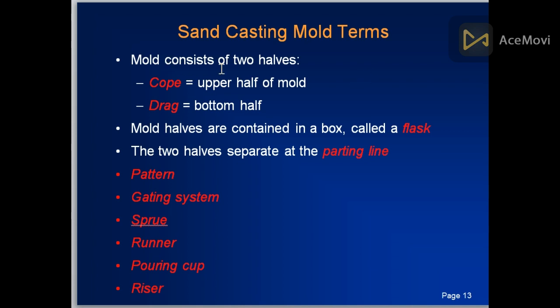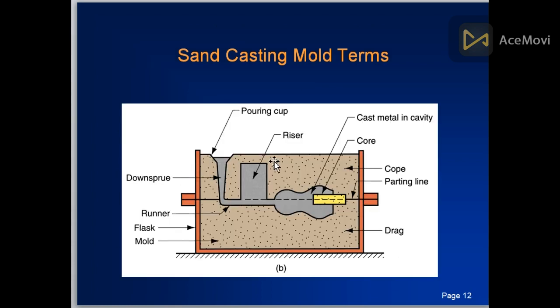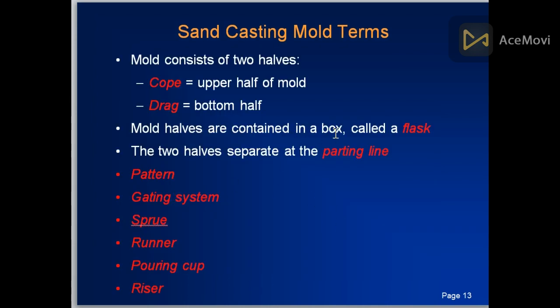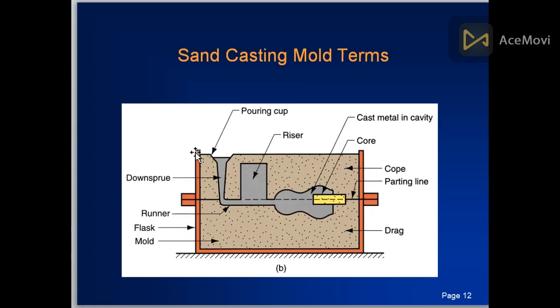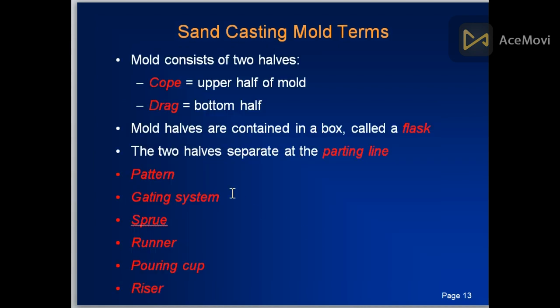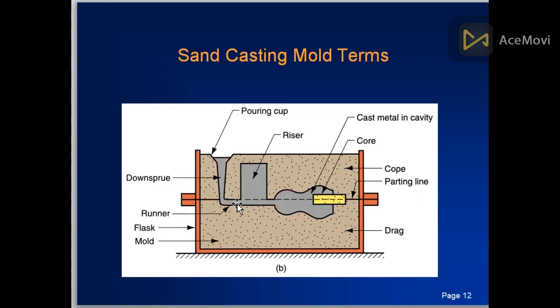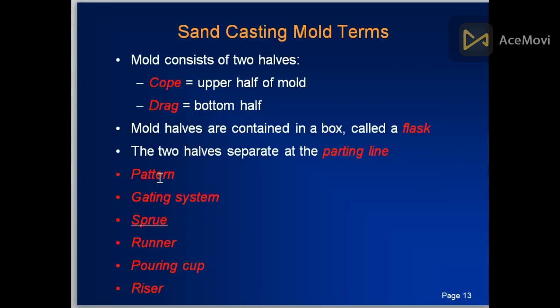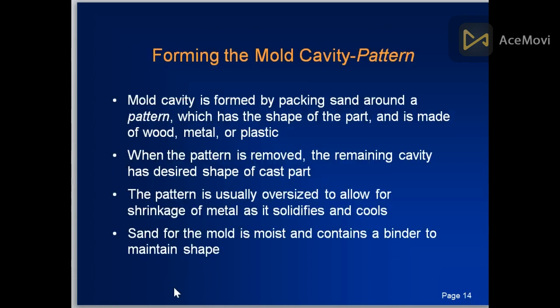Sand casting terms. The mold consists of two halves, basically upper and lower. The upper half is called the cope and the bottom half is called the drag. Mold halves are contained in a box called a flask. This is the flask, the metal one. The two halves are separated by a parting line. There is a pattern that is needed for making the cavity, gating system, sprue, runner, pouring cup, and riser.